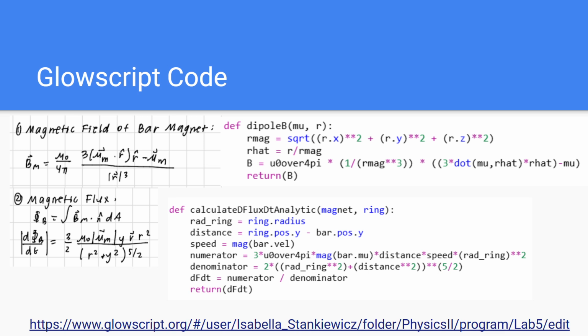And here we begin calculating first the magnetic field of the bar magnet and the magnetic flux, which are arguably the 2 most important components of this lab. The function for calculating magnetic field is the same function used in lab 4, previous lab. And then we created a new function in this lab calculating magnetic flux, d flux dt, which ends up being added all together to get the total flux.